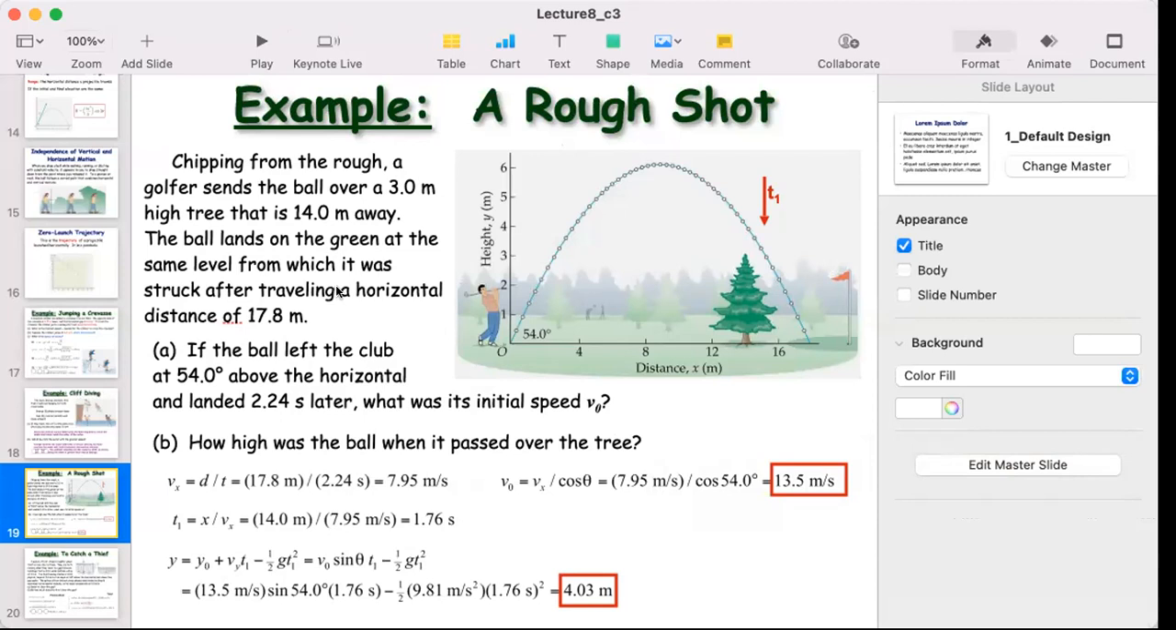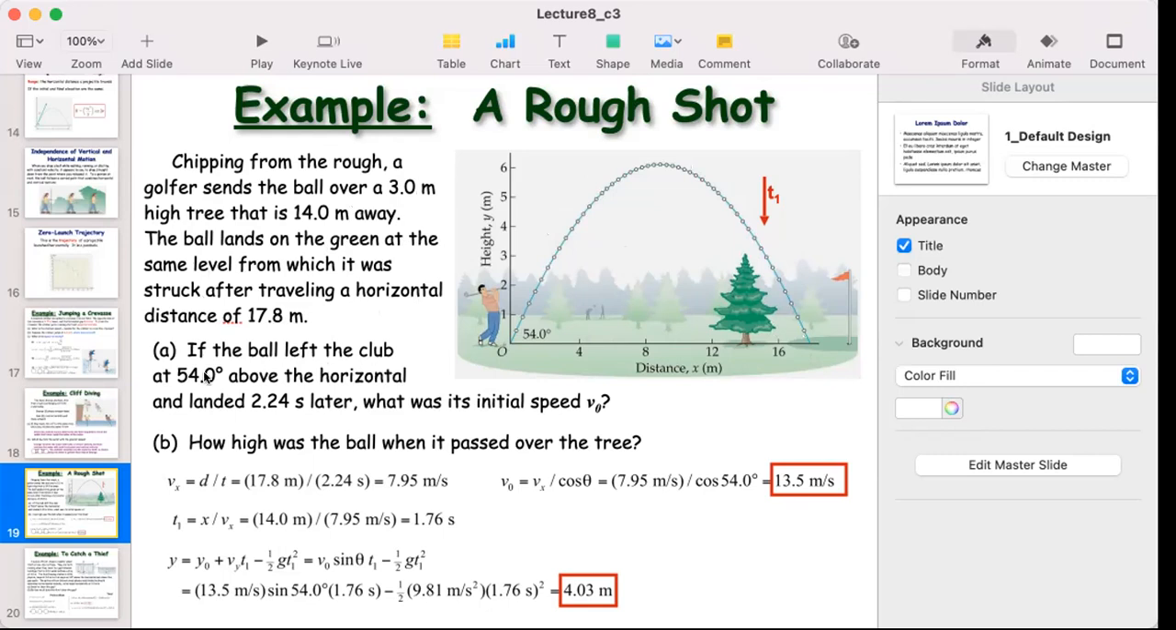A golfer sends the ball over a 3-meter high tree that is 40 meters away. Here we have the golfer, boom, kicks the ball, and the ball goes over a 3-meter high tree that is 40 meters away. The ball lands on the green at the same level from which it was struck after traveling a horizontal distance of 17.8 meters. So from here to here is 17.8 meters.